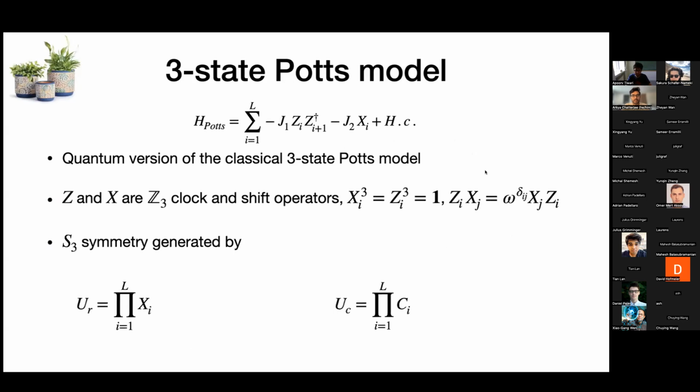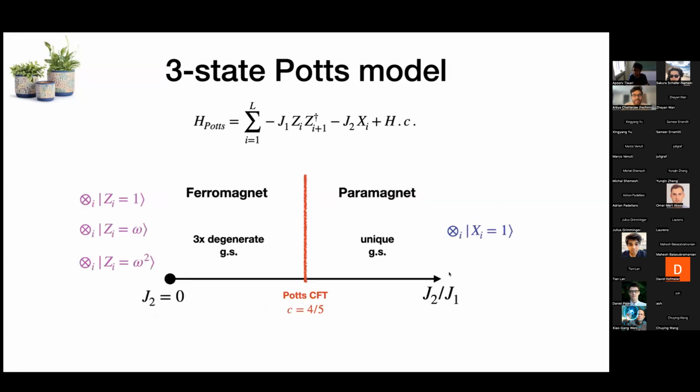And this has an S3 symmetry generated by this product of X, which implements this 2π/3 rotation on the clock degrees of freedom. And there's a charge conjugation reflection symmetry. So C is the charge conjugation operator, which acts by sending X to X dagger, Z to Z dagger. And it's just a cartoon showing that.